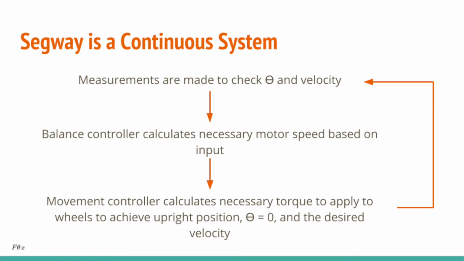The Segway is a continuous system. Measurements are continuously made to check the angle at which the Segway is and the speed it is traveling at. These measurements are sent into the balance controller, which then sends calculations into a movement controller to achieve the desired torque to rotate the wheels.